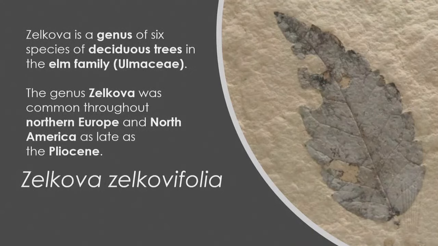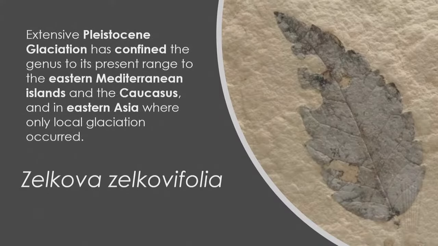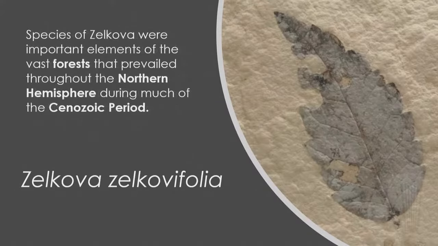Then Zelkova folia. Zelkova is a genus of six species of deciduous trees in the elm family. It was common throughout Northern Europe and North America as late as the Pliocene. Extensive Pleistocene glaciation has confined the genus to its present range in eastern Mediterranean islands and the Caucasus, so no longer here in North America, as well as eastern Asia, where only local glaciation occurred. Species of Zelkova were important elements of the vast forest that prevailed throughout the Northern Hemisphere during much of the Cenozoic period.